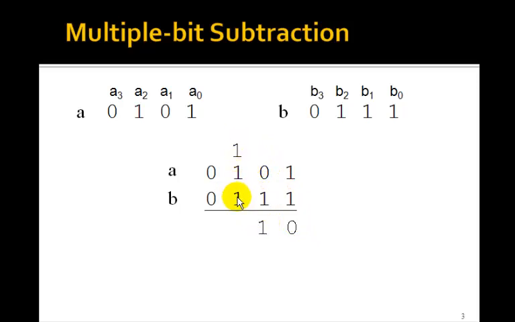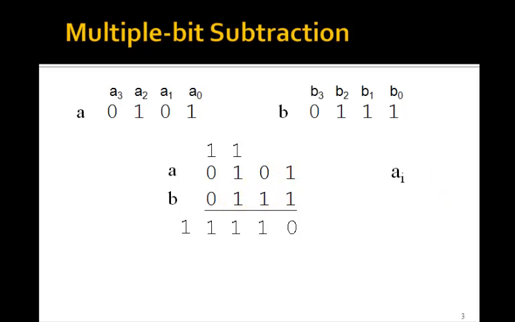1 minus 1 is 0. Minus 1 is another 1 and a borrow. And 0 minus 0 is 0. Minus 1 is another 1 and a borrow. So here we had 5 minus 7, which is really minus 2. This 1, 1, 1, 0, if you take the 2's complement, you get a 2. So this is really minus 2. And we have a borrow indicating that the 5 is really less than the 7.